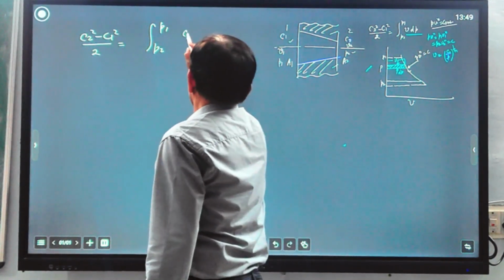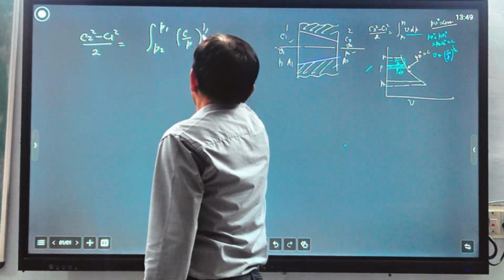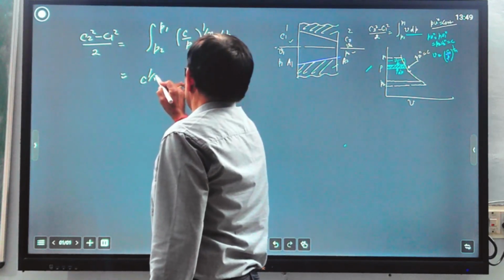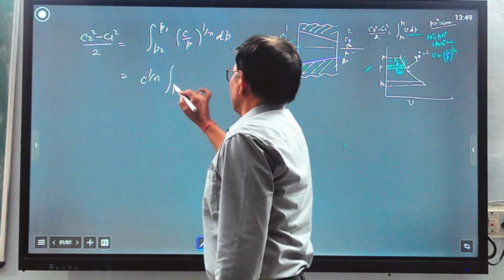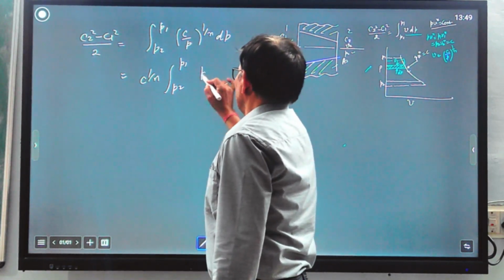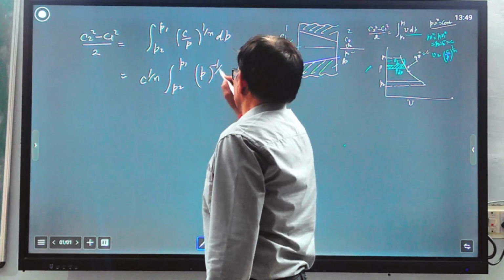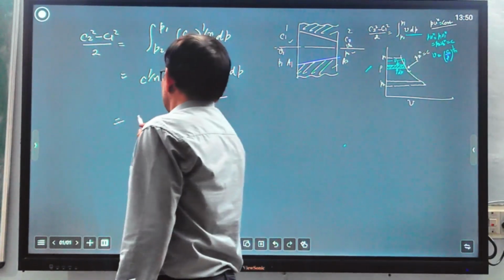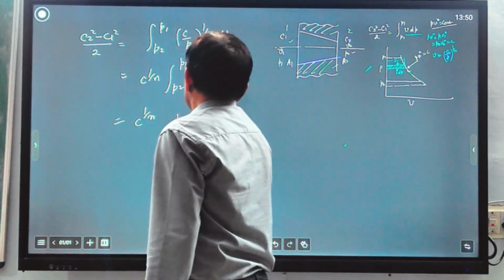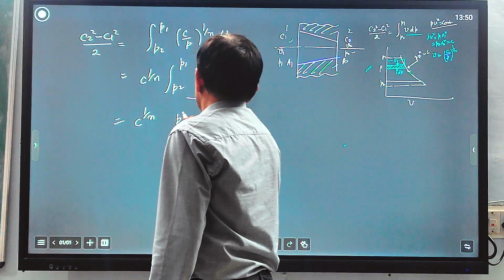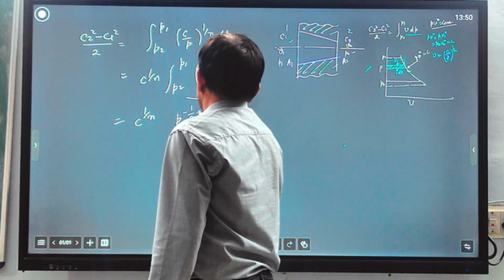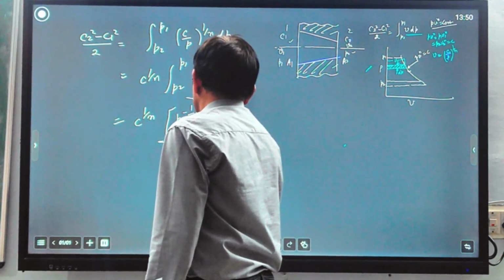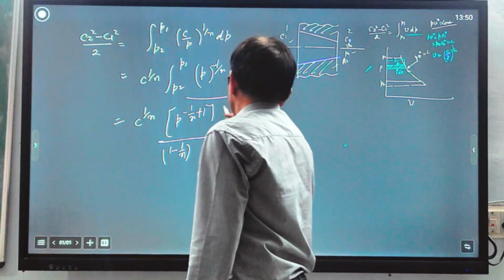By c to power c upon p power 1 by n and dt, and taking c to power 1 by n out, this is a constant, and the integral from p2 to p1 of p to power minus 1 by n dp. Integrating this and putting the values of the limits, we get c to power 1 by n and p to power minus 1 upon n plus 1 upon 1 minus 1 upon n, taking the limit p2 to p1.